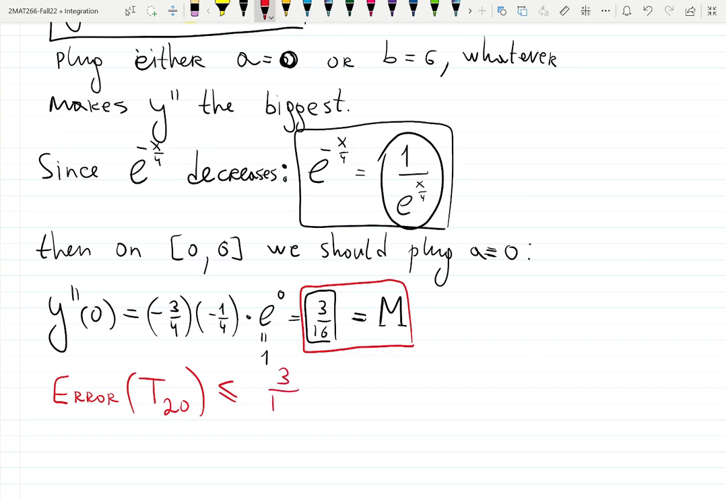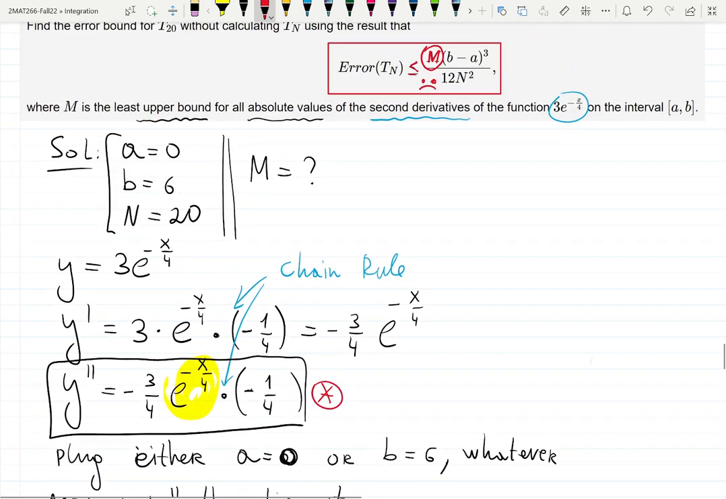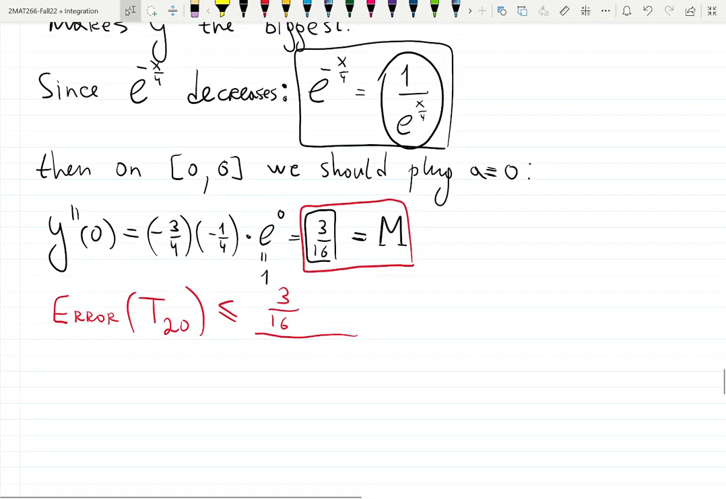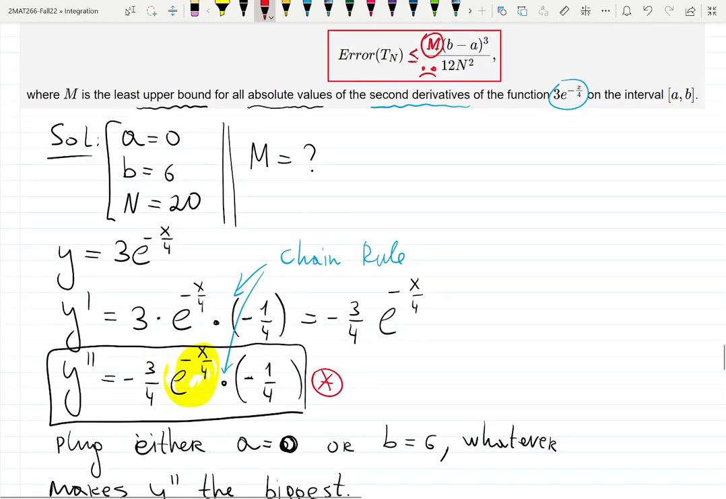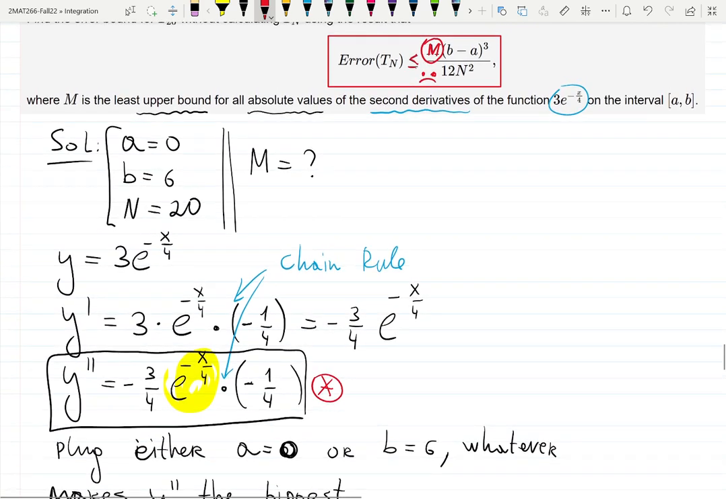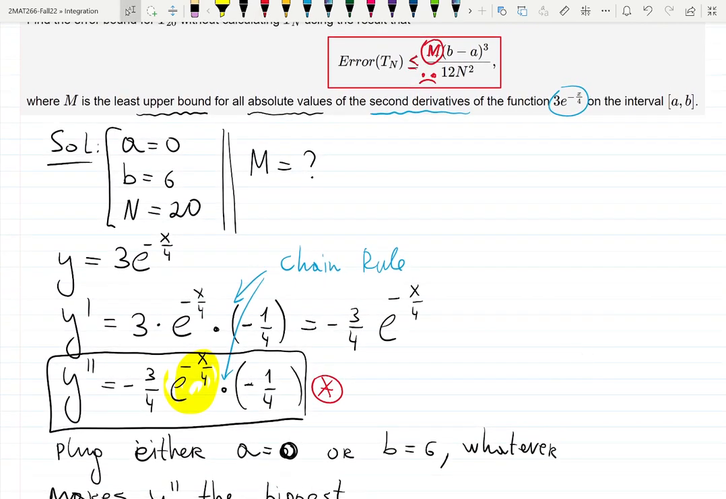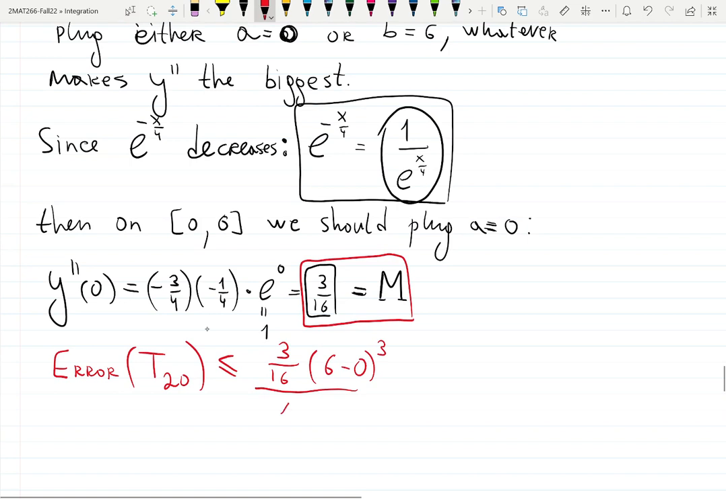M is 3/16 all over b minus a cubed. Let me plug in slowly. 6 minus 0 cubed. This formula is coming from a derivation of the method, over 12n squared. 12 times 20 squared. You can check it in the book if you want to know where this formula came from.